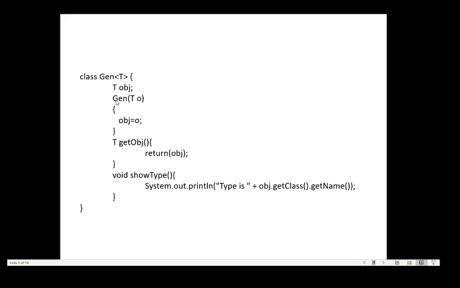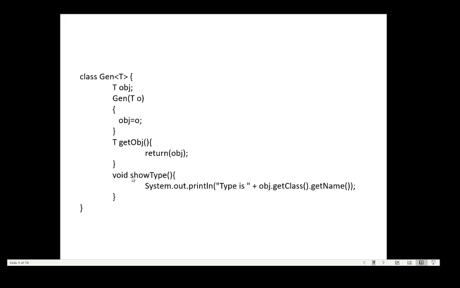Then this is the constructor Gen, with parameter O. O is of type T. So this O that we are passing to the constructor is assigned to the data member obj. Then there is a method called getObj, which returns an object of type T. So it returns obj, and what is the return type? The type of obj is T, so the return type is T.